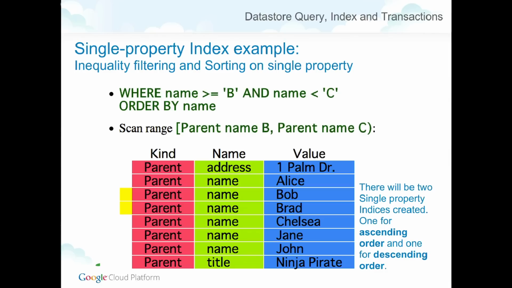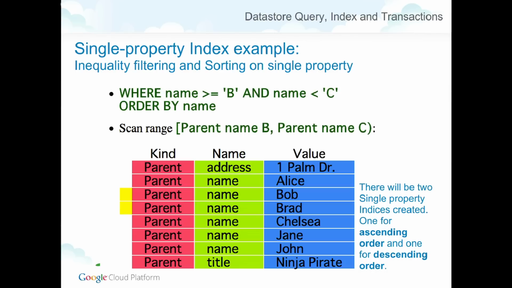If you are handling just one property in your query, then these queries can be executed as a range scan on a single property index. In this case, it's trying to find a name which starts with B, so it will be converted to a range scan, from Bob to Brad, for example.